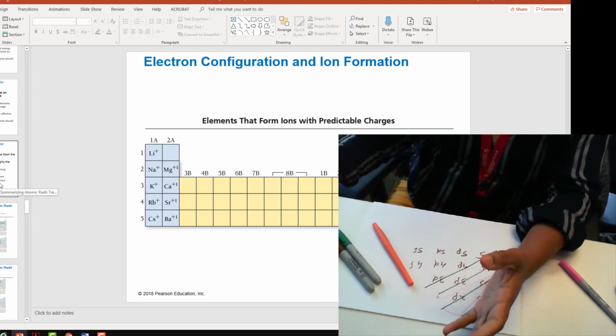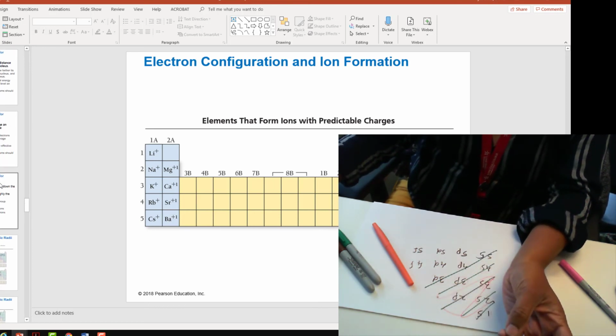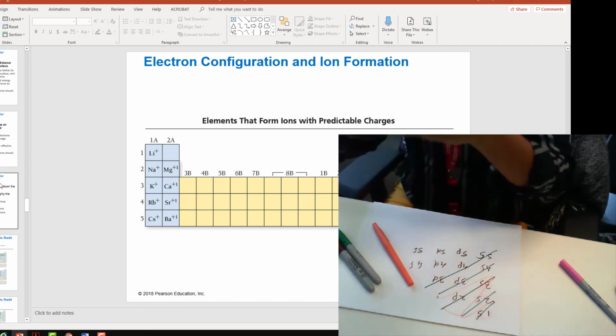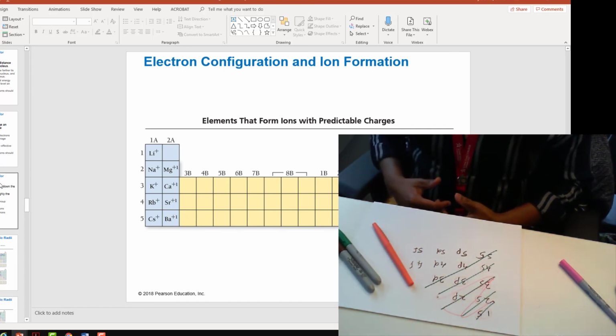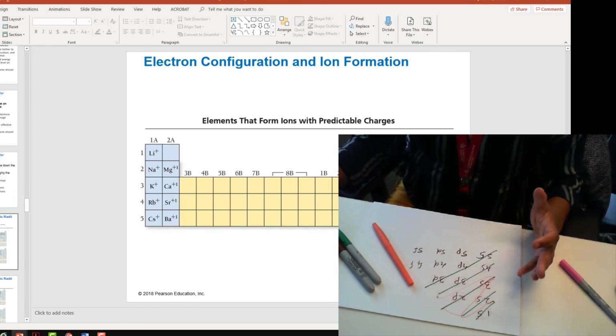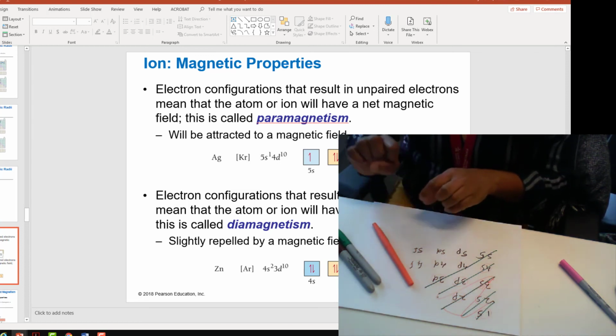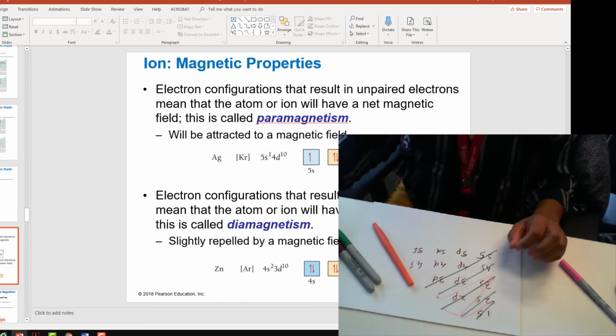And then some periodic properties we discussed, atomic radii. When you go across the periodic table, atomic radius decreases. When you go down, atomic radius increases. And always keep in mind, cations are smaller than the neutral atom, and anions are bigger.